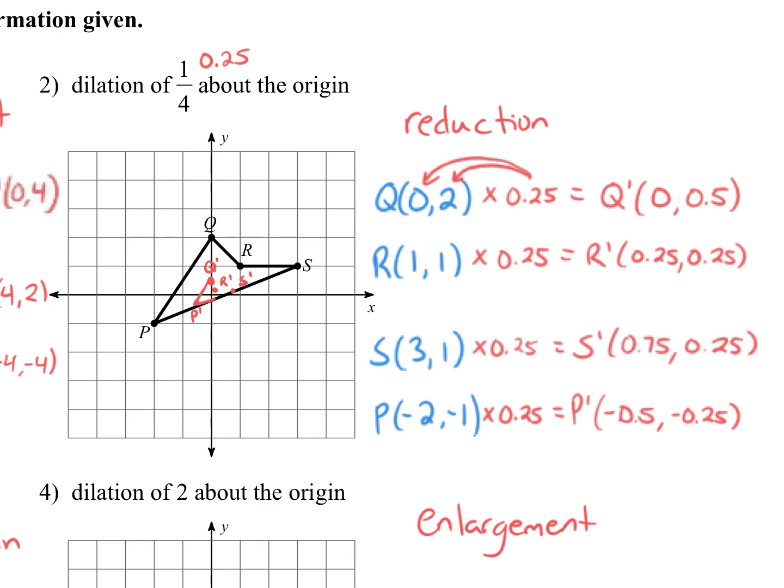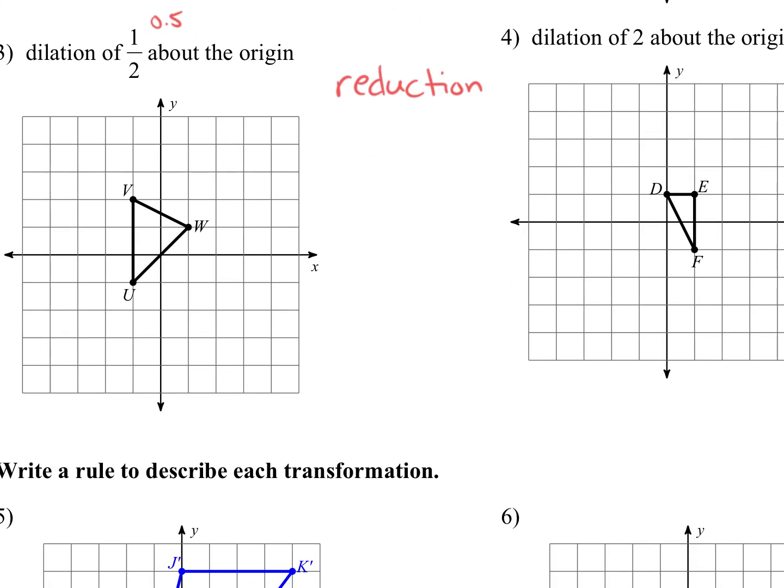Okay, so here's our new image. Again, do your best as to where those points should end up, if they're not going to be perfect points. How can we check if we did this correctly? If it got smaller, right? At the beginning we said reduction. Is that what happened in our picture? Yes. So jumping down to number 5.